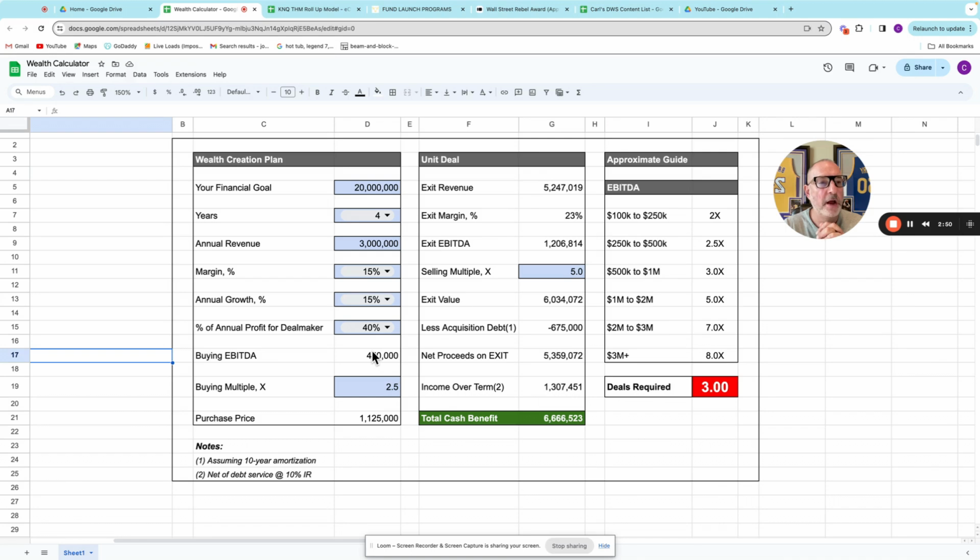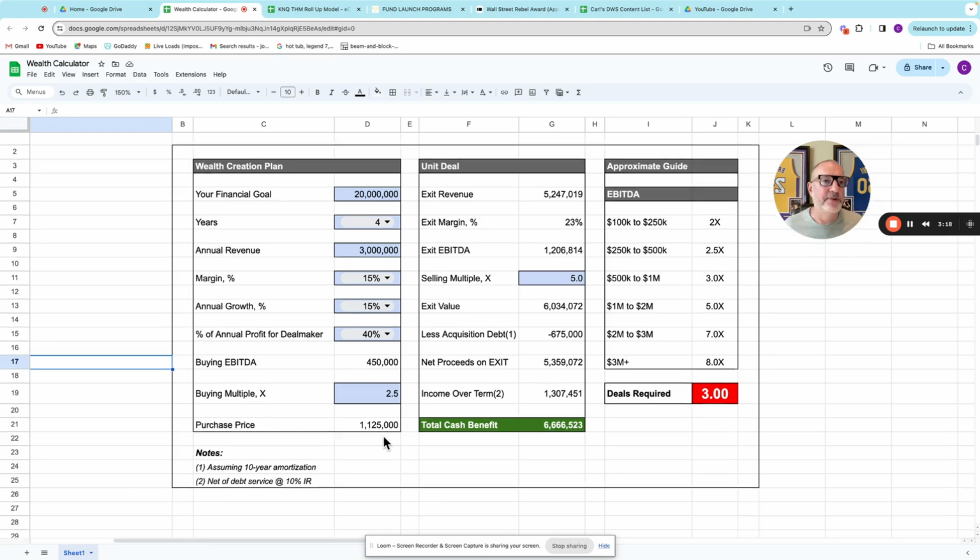$450,000 is the EBITDA the day you buy it. Really, that's going to be at around a 2.5 times multiple. However, when you scale it and it's larger, the exit multiple is going to be bigger. We'll get to that in a minute. So in this example, it's doing 450 of profit, you're buying it for 2.5 times, so that purchase price is going to be 1.125 million. And I'm going to assume for this example that you're going to finance that over 10 years with some form of debt at a 10% interest rate.